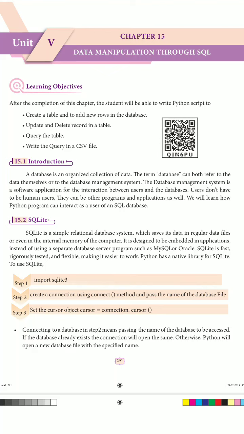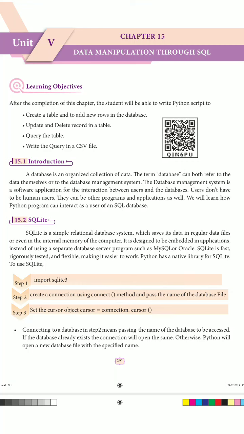So here comes the important point. The user doesn't have to be a human user. The user who is accessing the database need not be a human. It can be a human user or a computer user or any kind of user. There can be another program or application as well. Even other applications can access the database. So we are learning how to program Python to interact as a user with a SQL database.